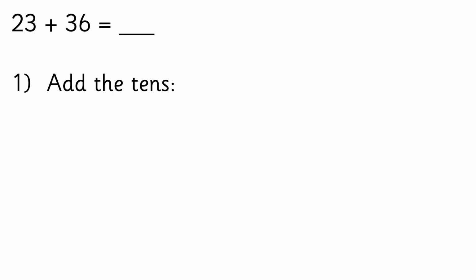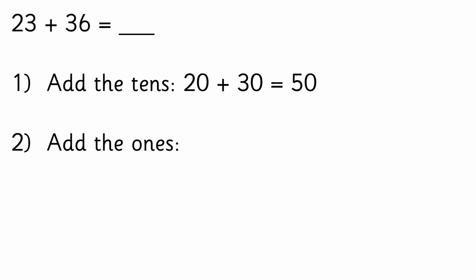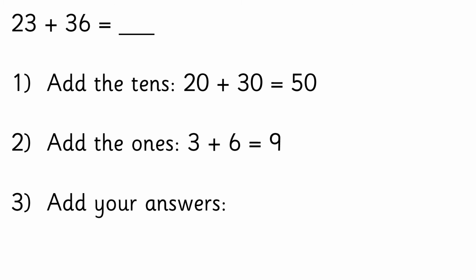We've got 2 tens here and 3 tens here, which is 20 and 30. Now I know that 2 and 3 equals 5, so 20 and 30 must equal 50. The next step is to add the ones. The ones are 3 and 6. I know that 3 and 6 is equal to 9. Then we need to add our answers together. So we're adding the 50 and the 9, which gives us 59. So we know that 23 and 36 is equal to 59.